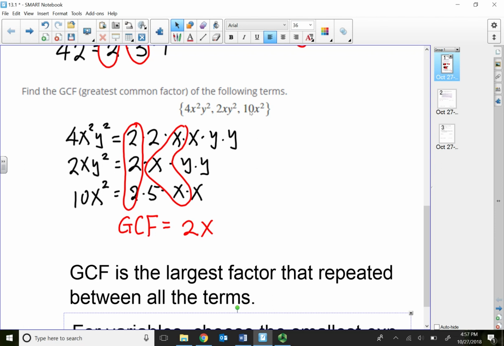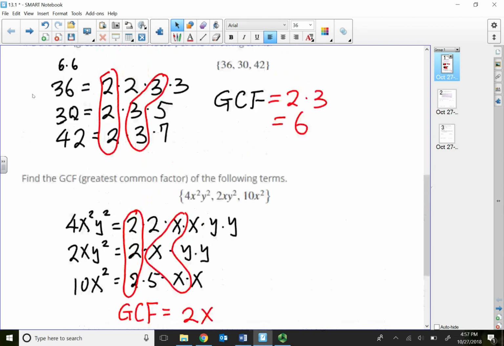So just by looking at it, make sure the variable repeats between all the terms. If it does, then we choose the smallest exponent. Most of the time, for the greatest common factor of the numerical value, we can look at it and tell what the greatest common factor is, because most of these are just thinking about the multiplication table.